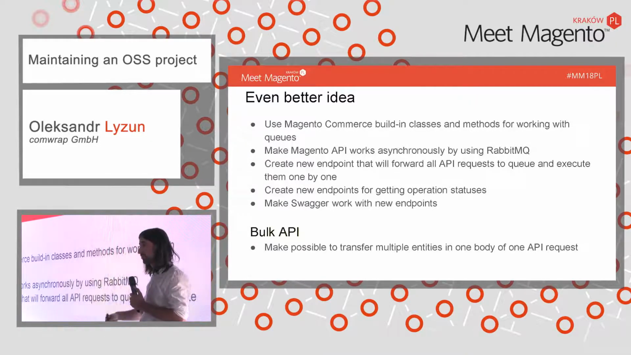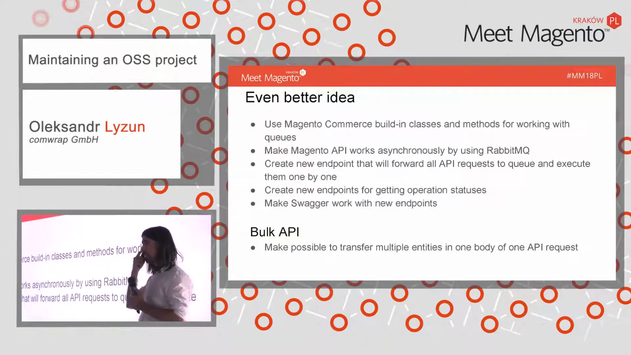Why not do it inside of Magento out of the box, with Magento just getting all your requests, putting them to the queue, and then executing them one by one? Creating a new endpoint makes it easier for the developer to work with the API, so he doesn't need to override his whole already working implementation. He makes a small change, let's say in the endpoint URL, and then everything stays the same, for him at least. We also create new endpoints so that you can read the operation statuses, and Magento Swagger support for easy work.